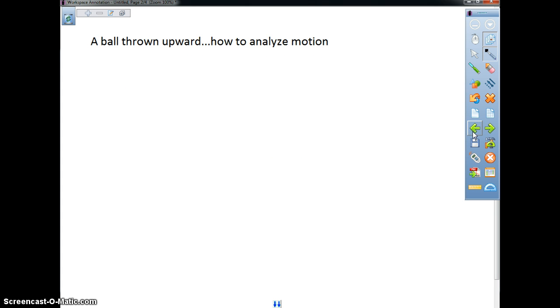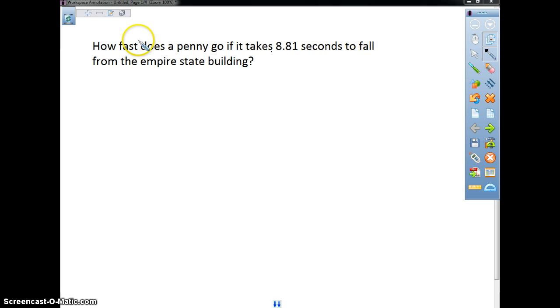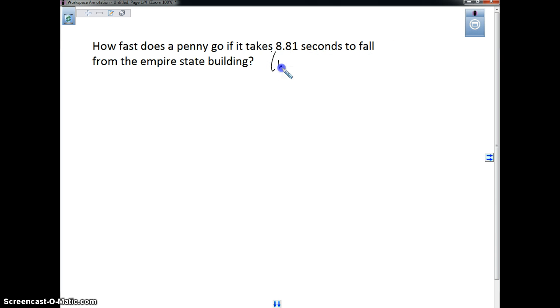So let's use these equations just to see how they're used. I set up the two equations that I have before on the slide. One of the slides says, how fast does a penny go if it takes 8.81 seconds to fall from the Empire State Building? These are actually real values, so this is pretty cool. And note that this is without air resistance. Air resistance is actually a huge factor. But let's see how fast the penny would go if we were to release it from the Empire State Building. So here's the Empire State Building. Here's my little drawing of it. I don't know if it actually looks like this. There we go, not to scale.